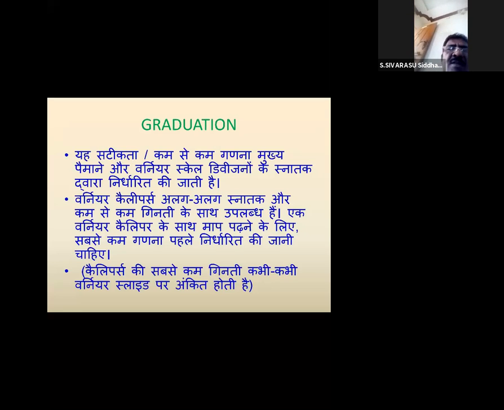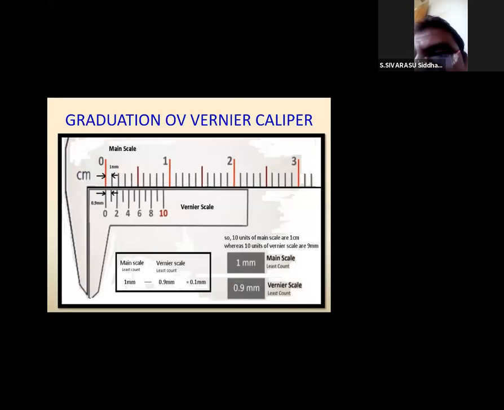Now first we are going to discuss the graduation. You can see in this diagram how the graduation is. There is a beam, the main scale. On the upper side they have marked the centimeter and metric values. One main scale division value is 1 mm. 0, 1, 2, 3, like that. According to the length of the Vernier caliper, graduations are marked on this.